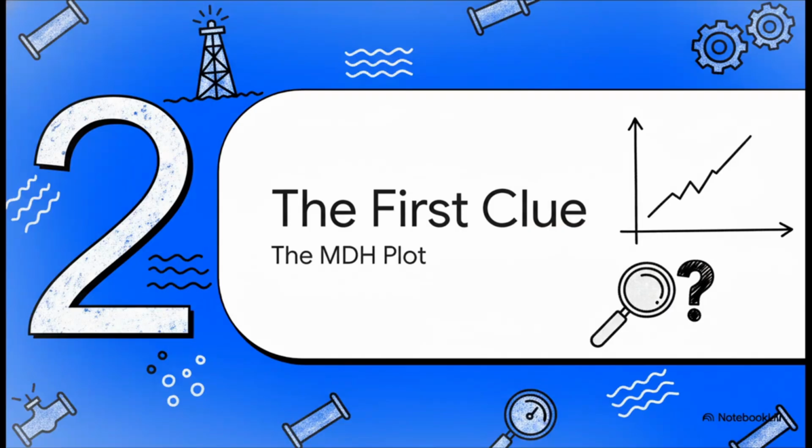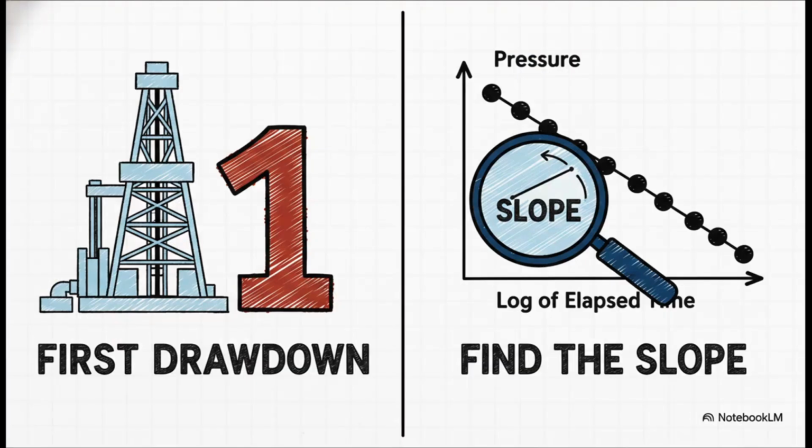All right, let's grab our first tool from the kit. This is the Miller-Dias-Hutchinson plot, but pretty much everyone just calls it the MDH plot. Think of this as our most basic first-level clue. The MDH plot is super straightforward. You just plot pressure against the log of the time that's passed. But, and this is a big but, its use case is incredibly strict. You can only use it for the very first time you ever flow a brand new well. That's it. Its only job is to find that straight line so we can measure its slope.